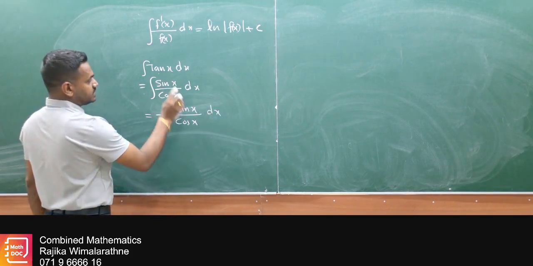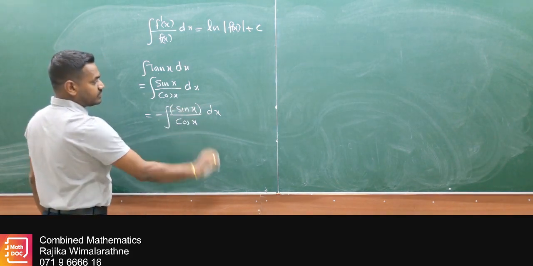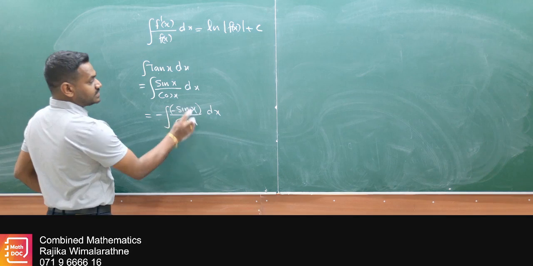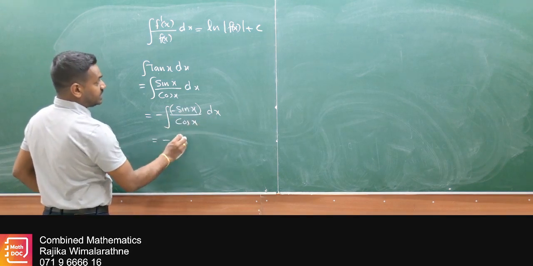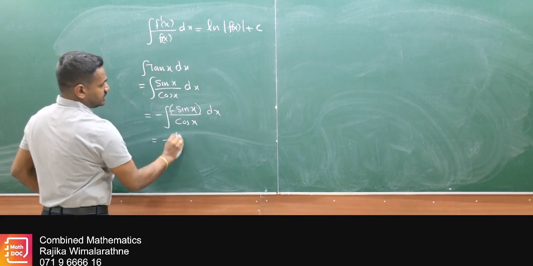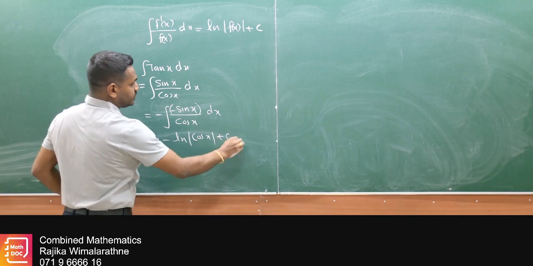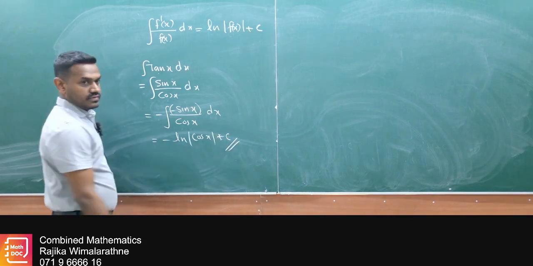Minus minus plus, sin over cos is tan. Then the denominator derivative is in the numerator now, so f dash x over f(x) dx. We say ln |f(x)|, the denominator is the function. Then ln |cos x| plus c. Then you know how to integrate tan now.